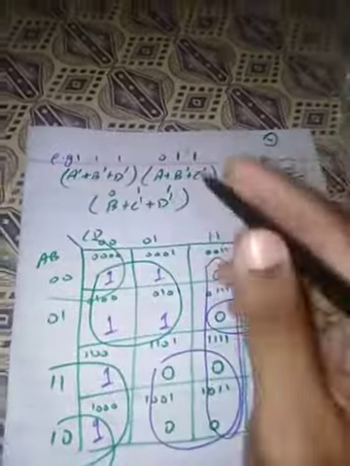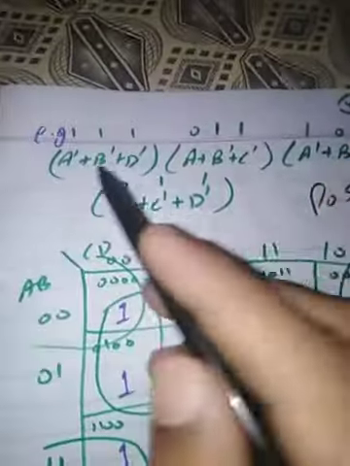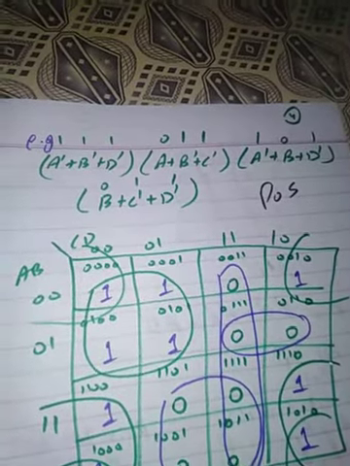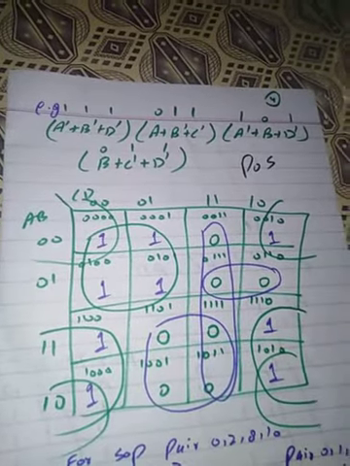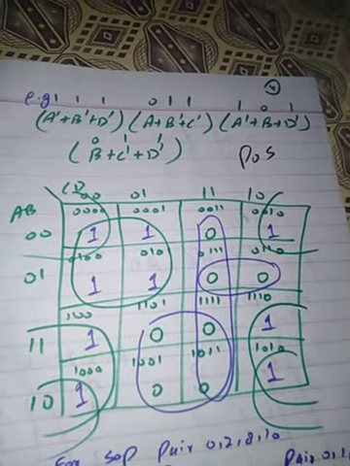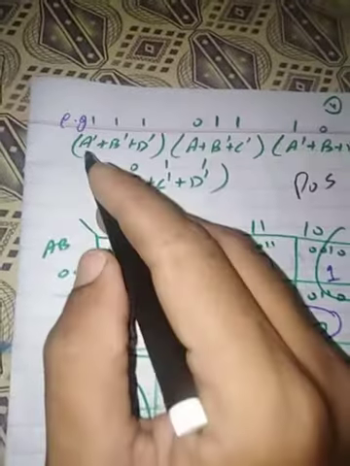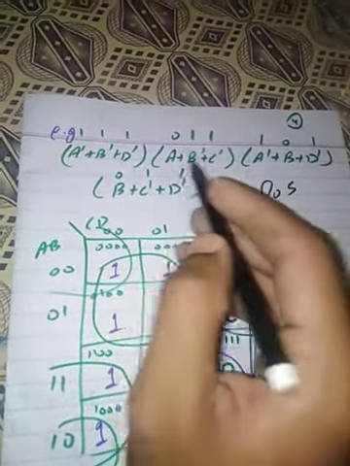For example, this expression is a POS expression. Now look at the product of sums. First look at the domain. The domain is A is present, B is present, C is present, D is present. 4 variables, so your K map is a 4 variable K map. The number of cells is 16. So write down A, B, C, D. Write down the positions.